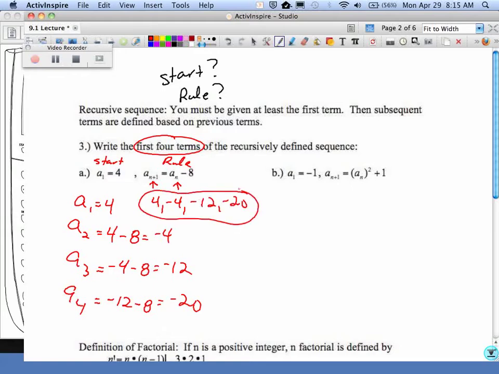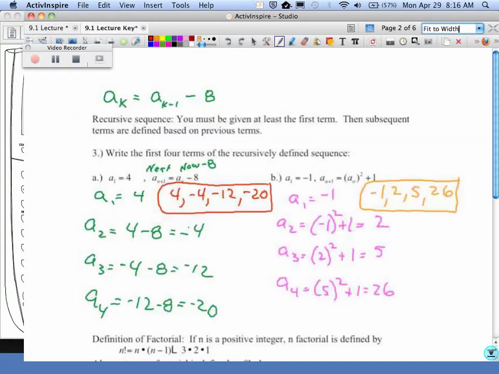With somebody sitting near you, you're going to work on the second one, part B over there. First 4. Put 1 in here. Look at the answer: negative 1, 2, 5, 26. You just plug in 1, 2, then 3, then 4.